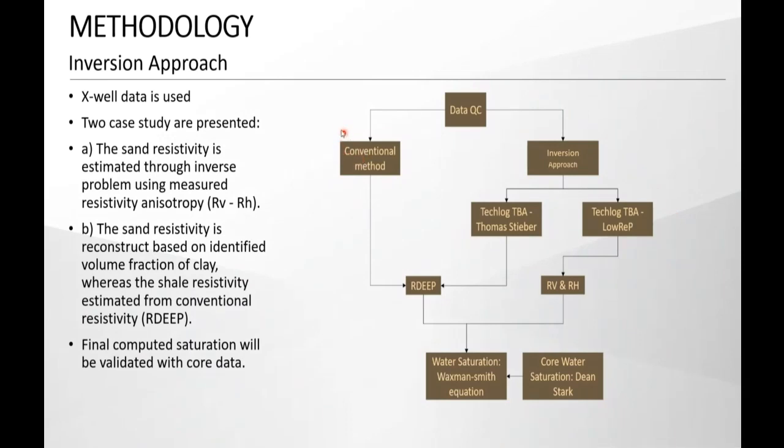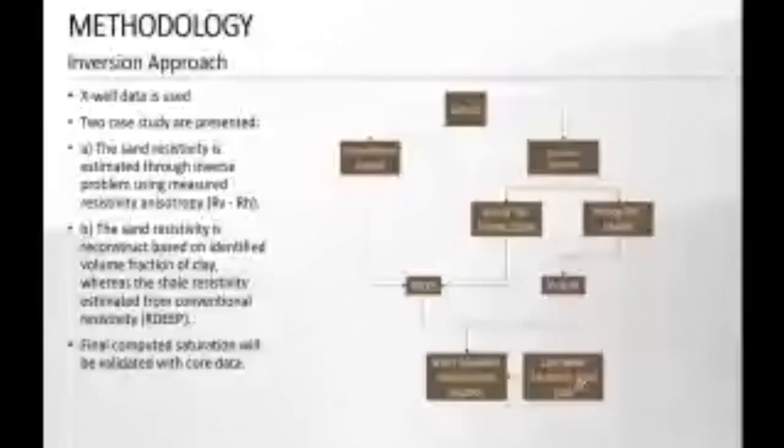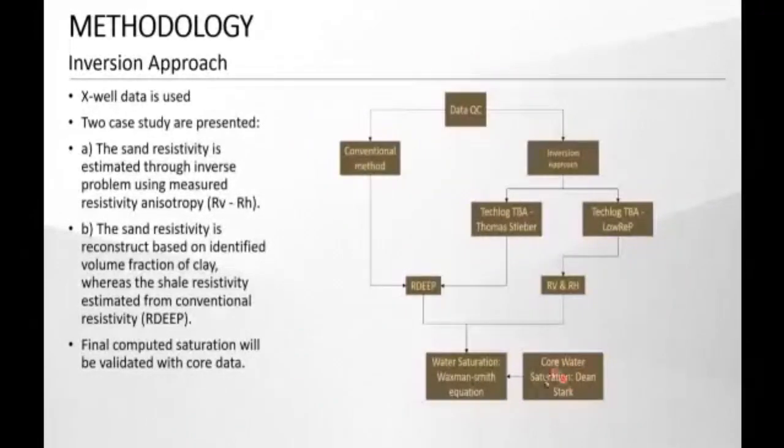Basically, we present two case studies. The first is an inversion approach using the advanced tool that measures the RV and RH, the vertical resistivity and also the horizontal resistivity, and then we use the module from Techlog to do the inversion to get the R sand, and then compute it using the Waxman-Smith equation, and we compare it with water saturation from core measured using the Dean-Stark approach.